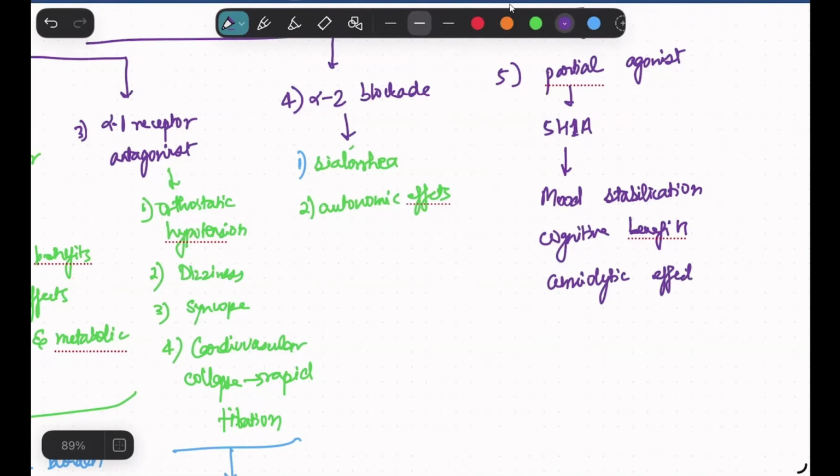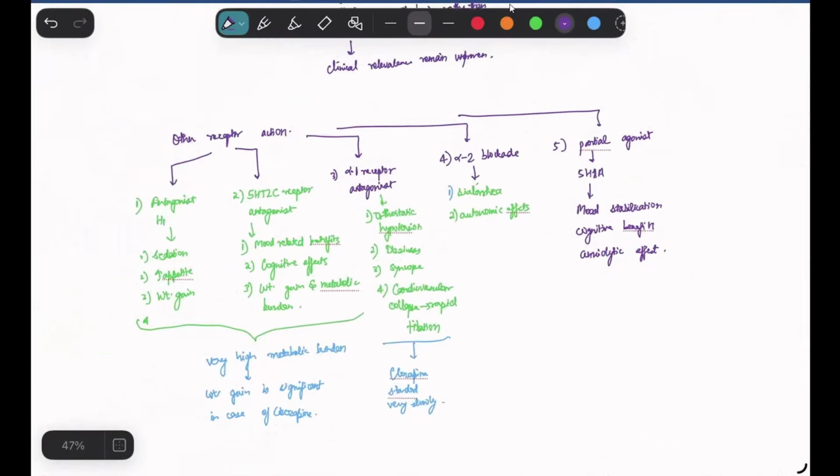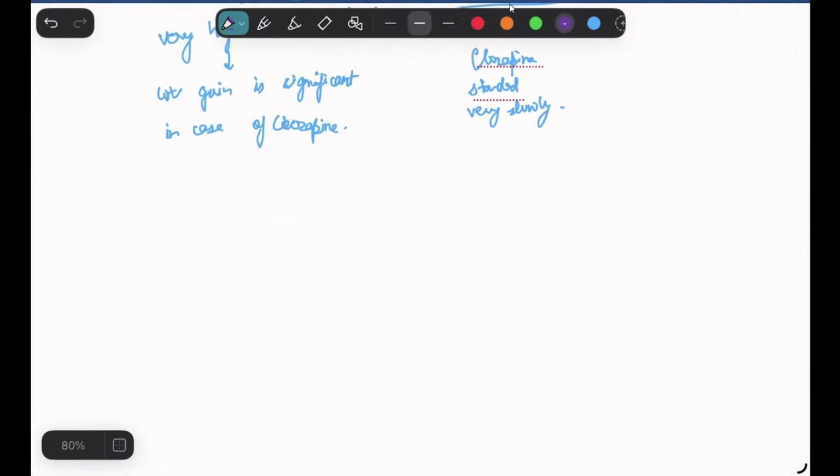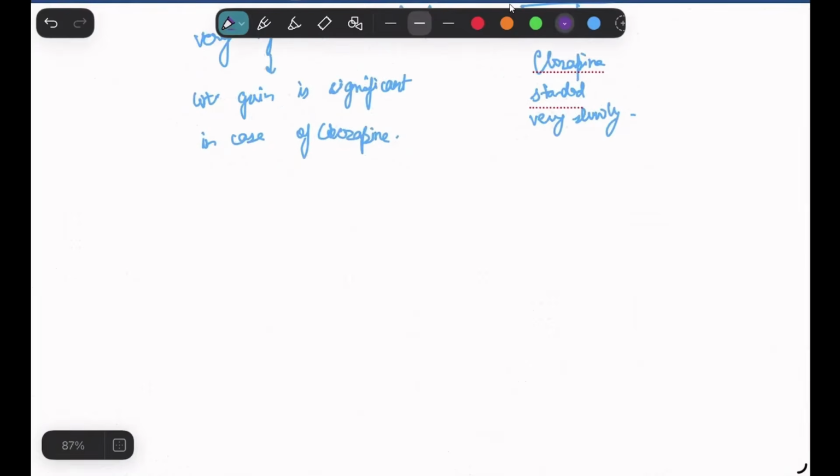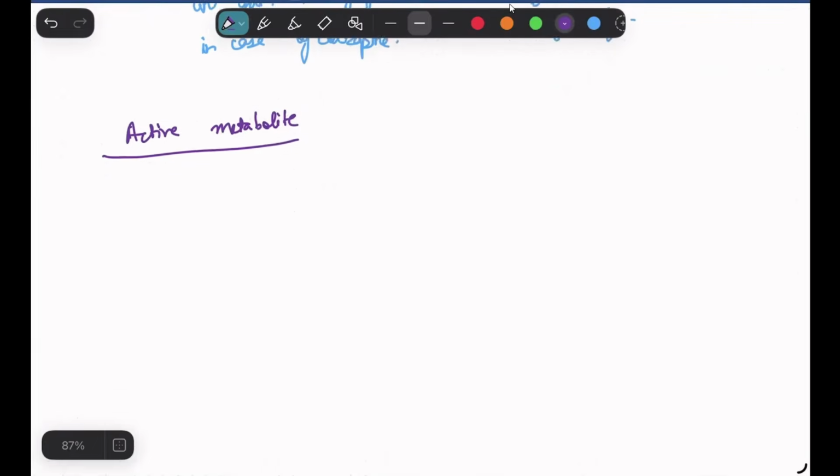Anxiolytic effect. This much is clear. So this was at the receptor level we were talking about. Now coming to one of the important concepts of clozapine, its active metabolite. This is very important. Listen very carefully. One of the active metabolites of clozapine.